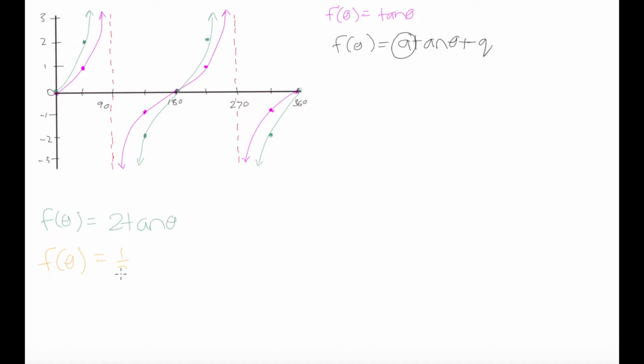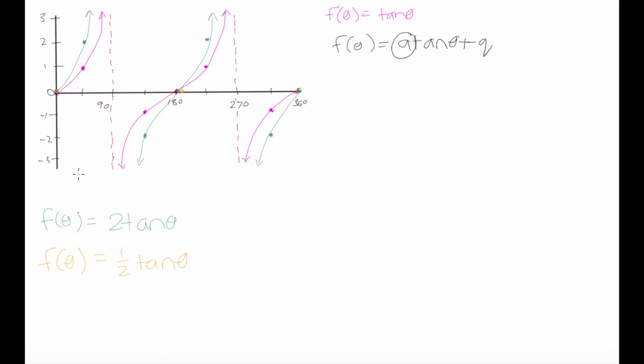So we had 1/2 tan theta. Using the same logic that we used with 2 tan theta, if we have 1/2 tan theta, we know that wherever we had 0 is going to remain 0, because anything times 0 is still 0. So over here, we're still going to be 0. Over here, we're still going to be 0. And over here, we're still going to be 0. What's going to change is our points that were either at 1 or negative 1.